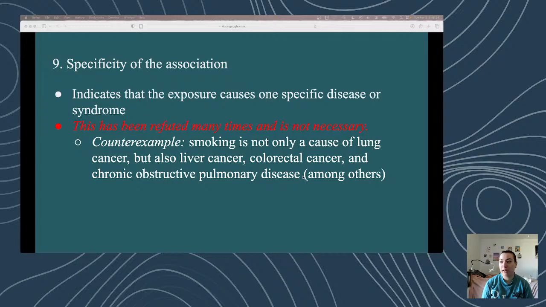I'm a violence researcher. I look at violence as an exposure, and that's associated with a whole bunch of negative health sequelae, not just poor mental health. So specificity of the association, boo, we don't like it. I don't want to ever see, on your homework or on an exam, an example of specificity. I only want to see counterexamples, okay? Because it's been refuted.